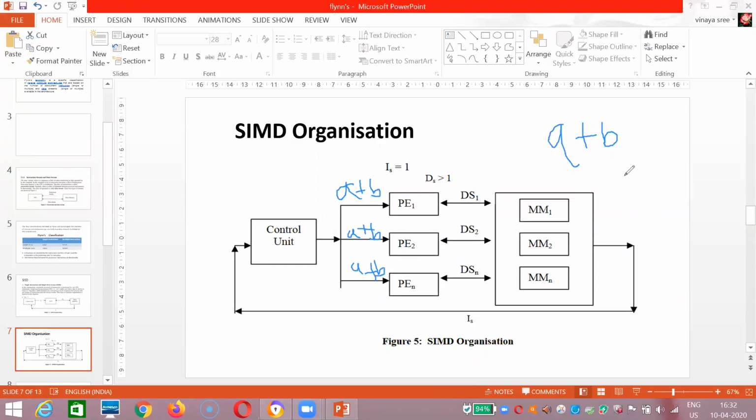Let us consider A of I. The data starts from 0, so I am giving it as the 0th data element, next is 1, next is 2. In most cases, single instruction multiple data is used with arrays, in vector processing, and in GPUs. Is it clear? I will take one more example so that it will be clear for you.